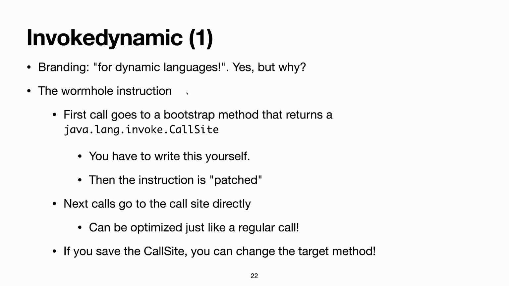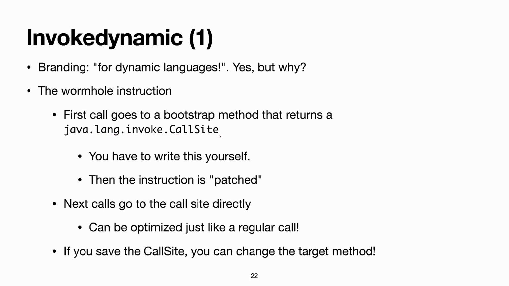The first time you use InvokeDynamic, it will go to a bootstrap method. And this method is a normal Java method that returns a call site. And you have to write this method yourself, so it's not something that Java provides. And this is a normal Java object, but it gives information to the JVM that will use it.